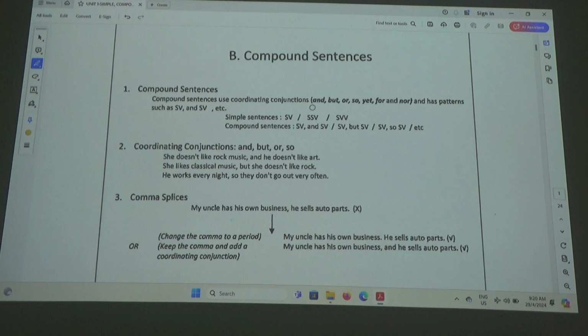We call it FANBOYS. Coordinating conjunctions. Alright? The coordinating conjunction, we got 7. So we say FANBOYS, easier to remember. F, A, N, B, O, Y, S. Can I understand? Alright? Coordinating means, like I was telling last week, they are at the same level, they help each other.